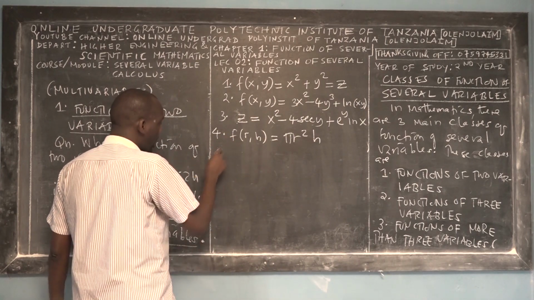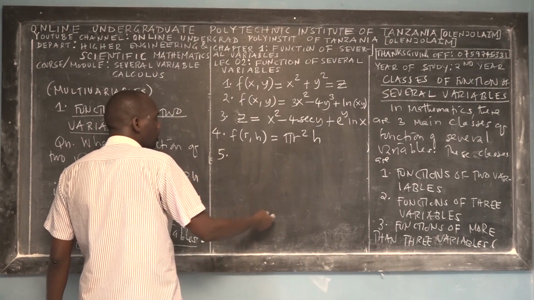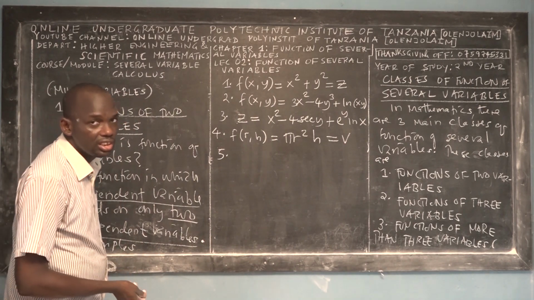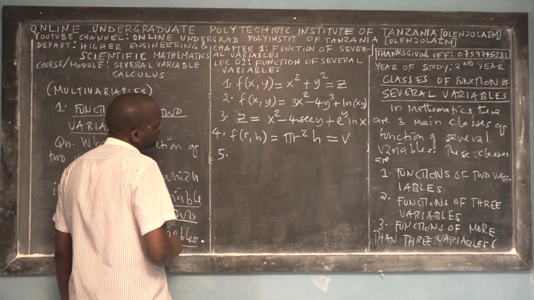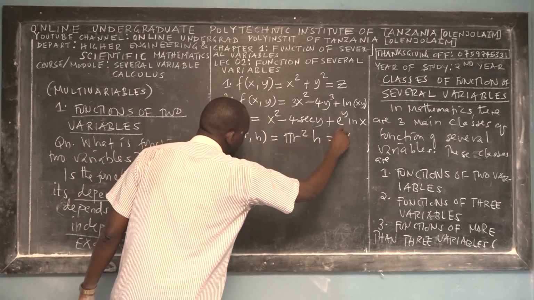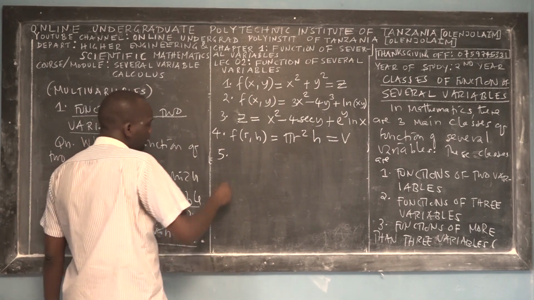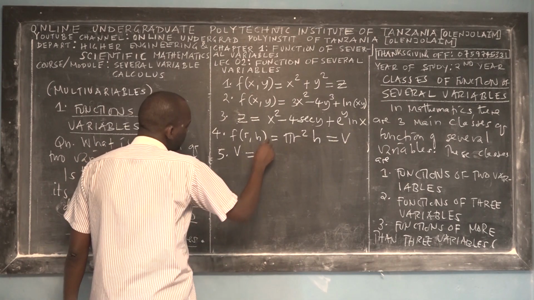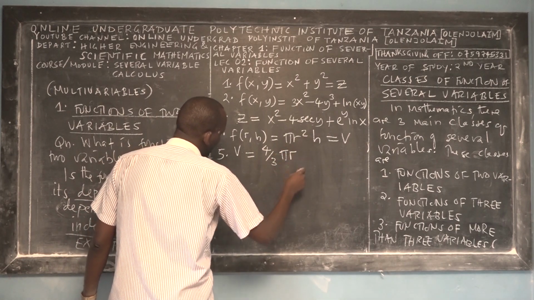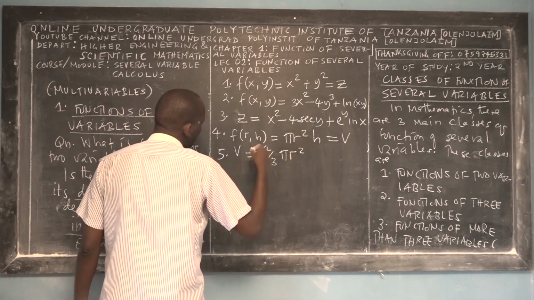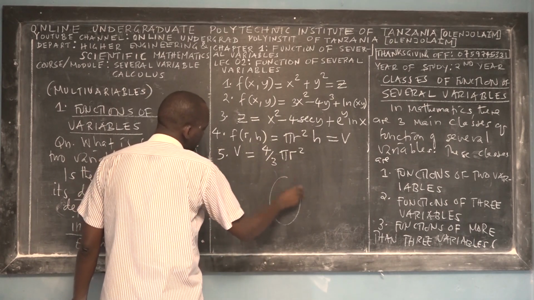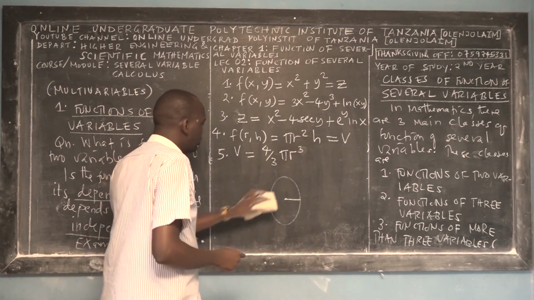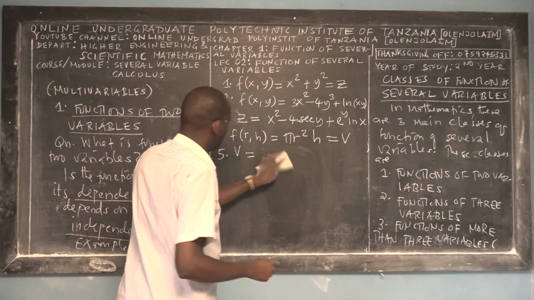So you see that this is volume, right? So the volume of the cylinder depends on the radius and the height. Again, we can have another example: volume of a sphere, which is equal to 4 over 3 pi r cubed. So this depends on one variable. Then volume of a cone.